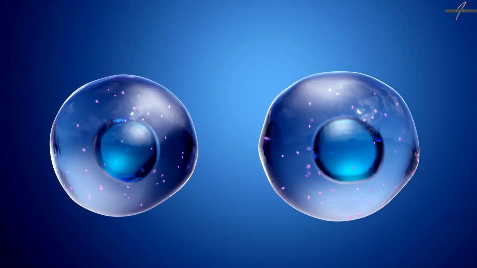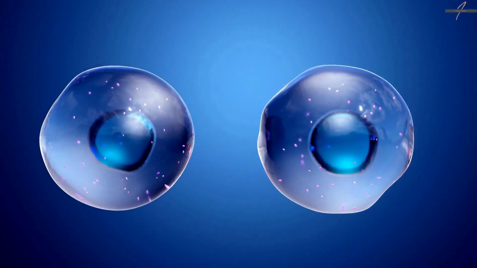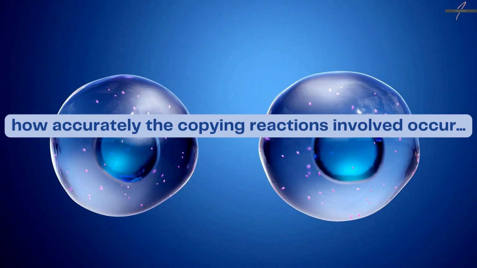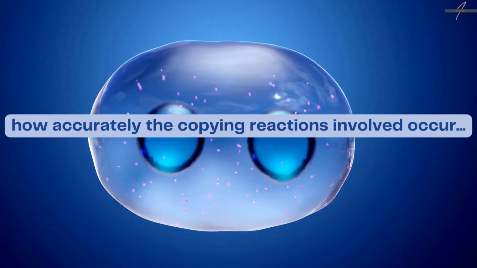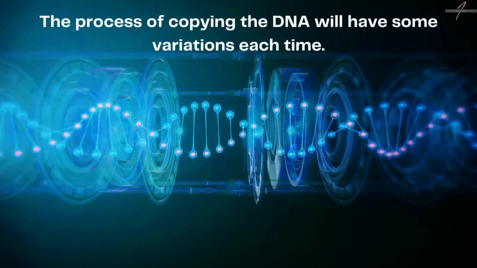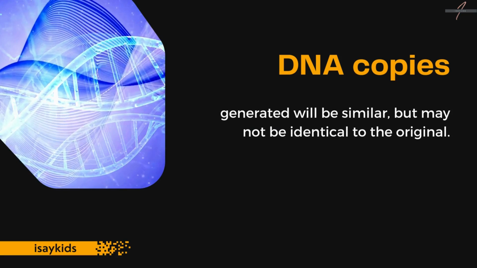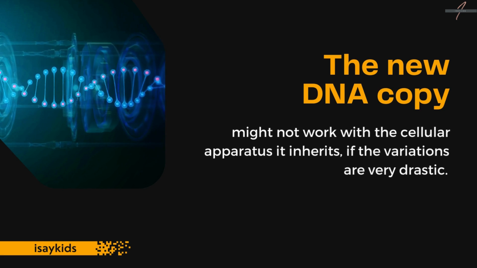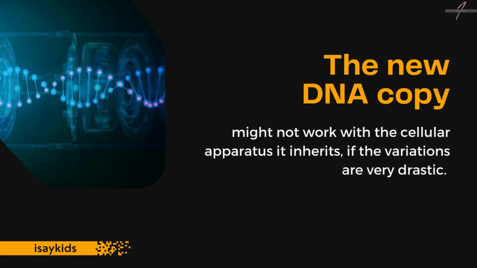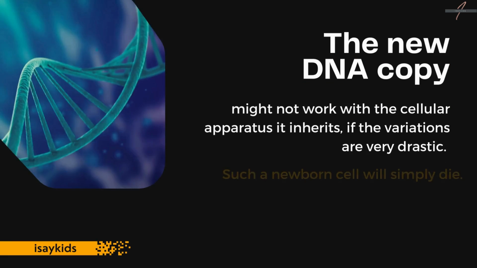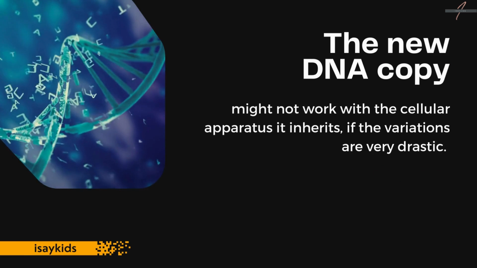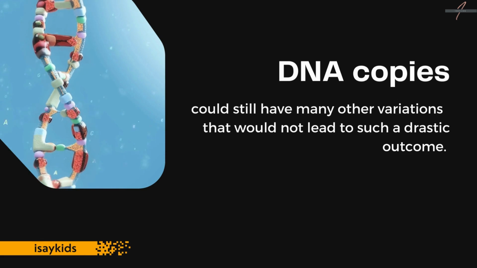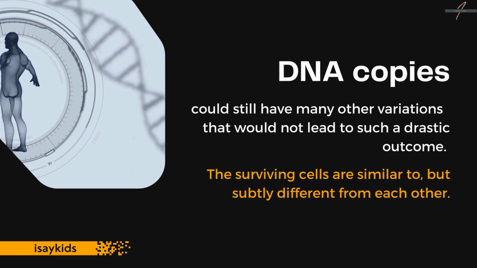These two cells are, of course, similar, but are they likely to be absolutely identical? The answer to this question will depend on how accurately the copying reactions involved occur. No biochemical reaction is absolutely reliable. Therefore, it is only to be expected that the process of copying the DNA will have some variations each time. As a result, the DNA copies generated will be similar, but may not be identical to the original. Some of these variations might be so drastic that the new DNA copy cannot work with the cellular apparatus it inherits. Such a newborn cell will simply die. On the other hand, there could still be many other variations in the DNA copies that would not lead to such a drastic outcome. Thus, the surviving cells are similar to but subtly different from each other.